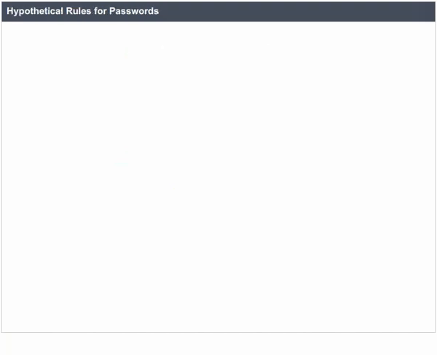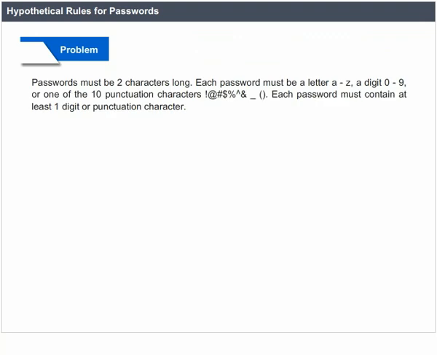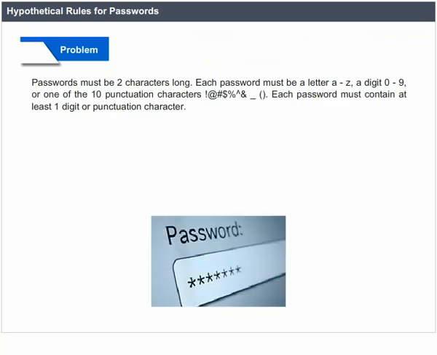Hypothetical rules for passwords. Passwords must be 2 characters long. Each character must be a letter A to Z, a digit 0 to 9, or one of the 10 punctuation characters: exclamation mark, at, hash, dollar, percent, hat, ampersand, underscore, brackets. Each password must contain at least one digit or punctuation character.